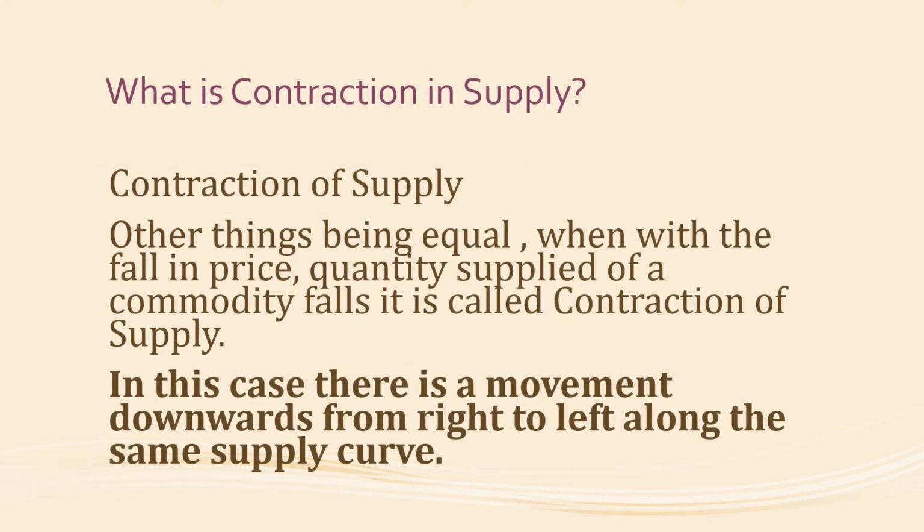What is contraction in supply? Other things being equal, when with the fall in price, quantity supplied of a commodity falls, it is called contraction of supply. In this case, there is a movement downwards from right to left along the same supply curve.